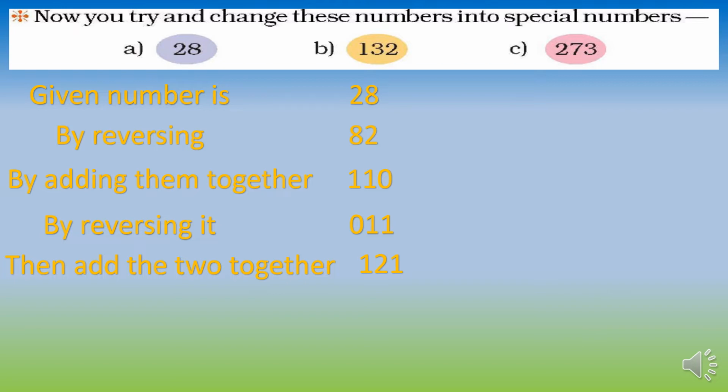Now look at the B, that is 132. By reversing it, it would be 231. By adding together, that would be 363. So 363 is a special number.